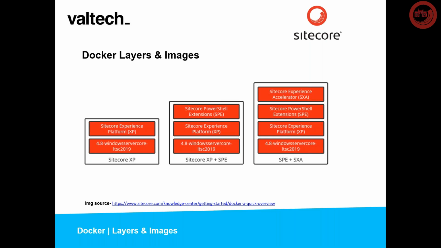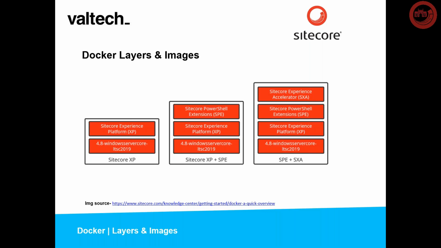Similarly, if we have to build a Sitecore XP image which also has SPE on it, the process is the same. The base image we have to use here is Windows Server Core, and on top of it we create an image for XP, and then on top of it we do it for PowerShell. Similarly, for the extreme right, you can see we have PowerShell and SXA on it. So it has the base image, then we have XP, then we have SPE, and then we have SXA.